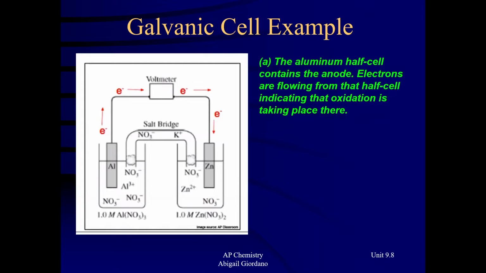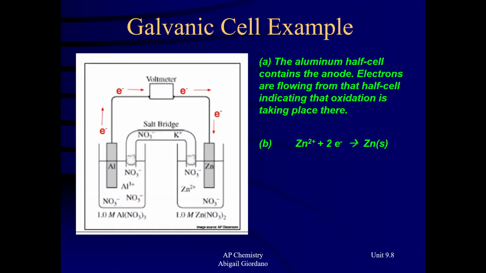Part B says, what will happen to the mass of the zinc electrode as the cell operates? Well, before we answer that question, let's think about what is the half reaction occurring in that zinc half cell. Electrons are coming into that half cell, meaning they're going to be on the reactant side. Okay, that means that the zinc ions are merging with those electrons to create solid zinc. That's the reduction half cell.